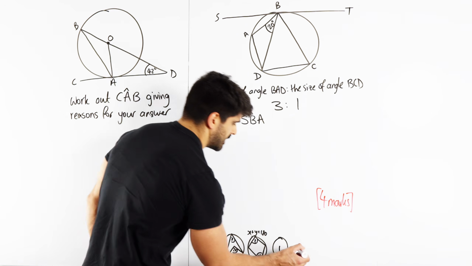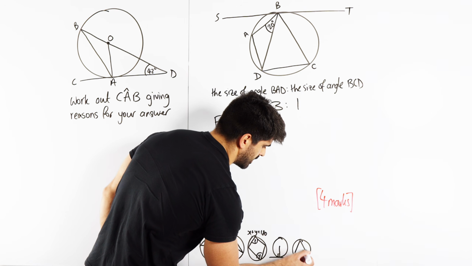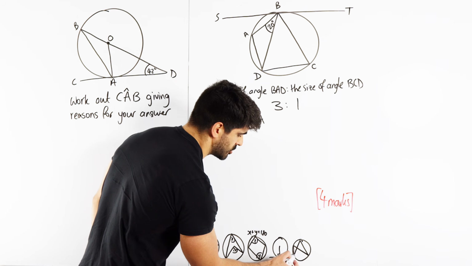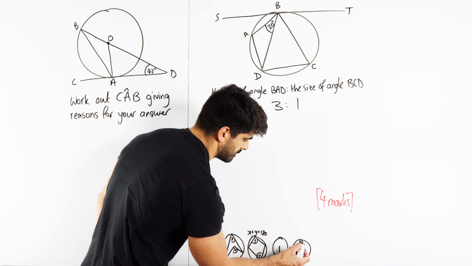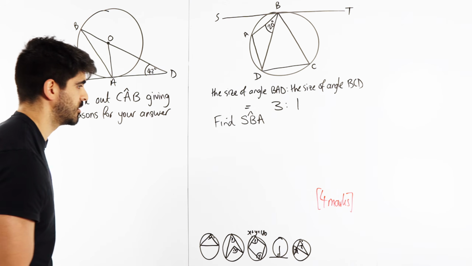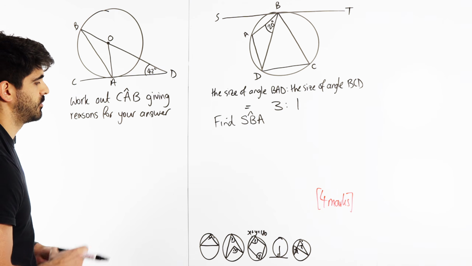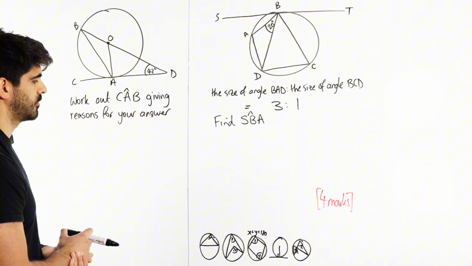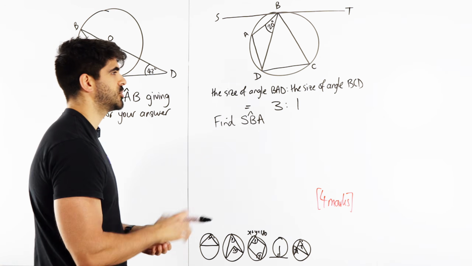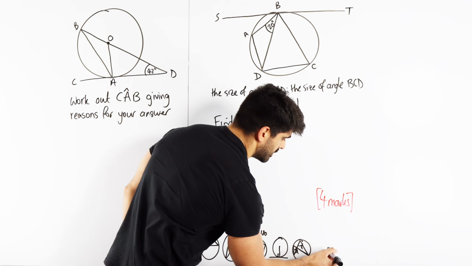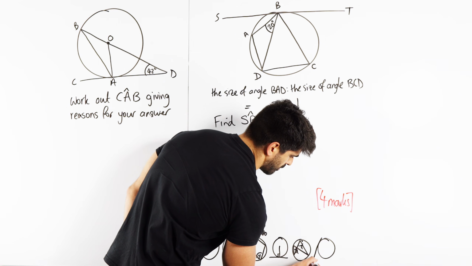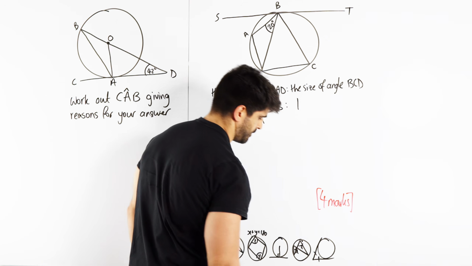The next one is angles in the same segment are equal. See how I didn't take my pen off the page? Bang, bang, bang, bang. So angles in the same segment are equal. What is that? 4. Then we've got the lengths of tangents from a common point. So the lengths of tangents to a circle from a common point are equal in length.